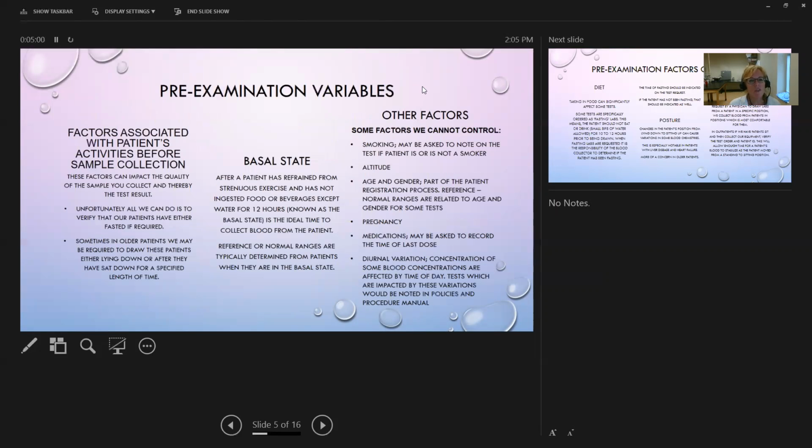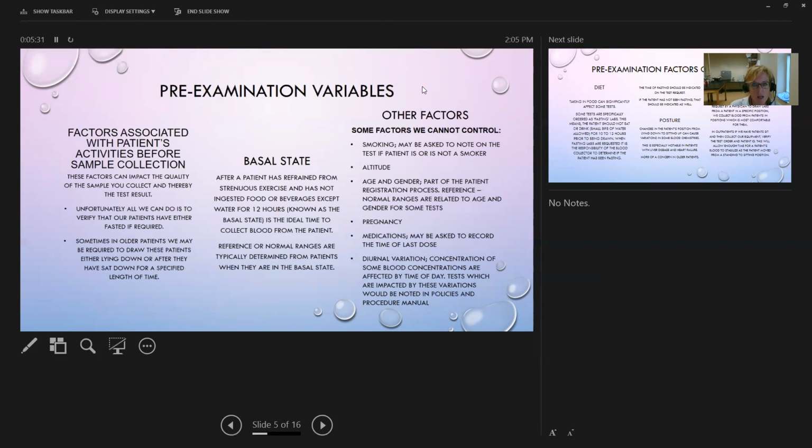So other things that can be pre-collection variables may be some factor associated with the patient's activity. For instance, we need to ask them, when is the last time they ate? Don't just ask, are you fasting? Some patients may not understand what fasting means. You need to ask, when was the last time you ate? And did you have anything to eat or drink in between there?